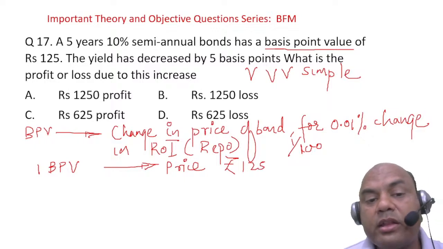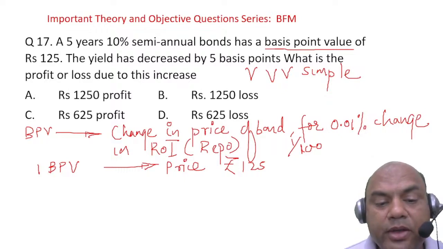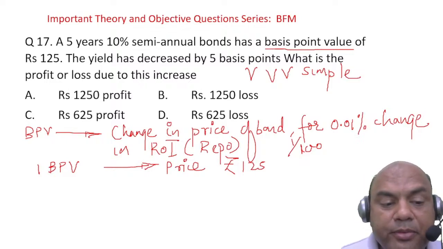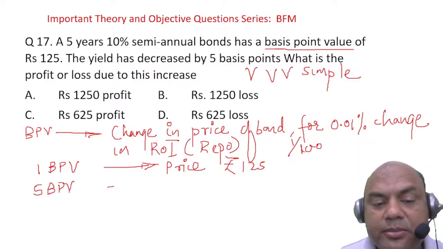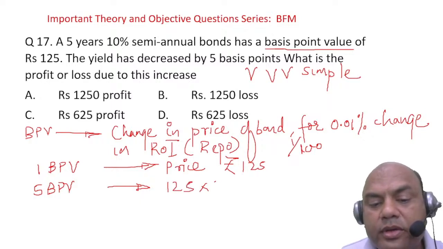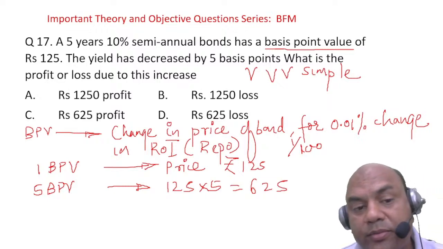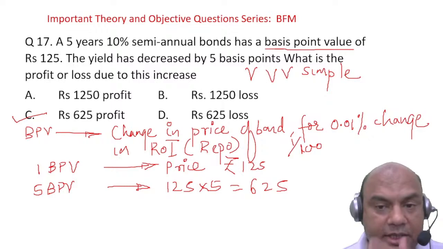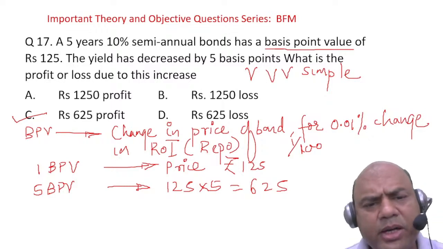Now what have they given? The yield is decreased by 5 basis points. For 1 BPV I am having a price change of 125. So for 5 BPV, what will be the change? It will be simple: 125 into 5, which is 625. So that is my profit. This is my answer C. Remember 625, just multiply it.